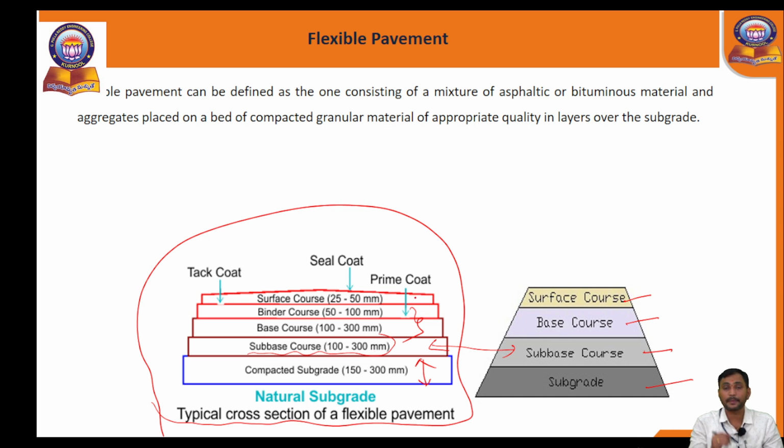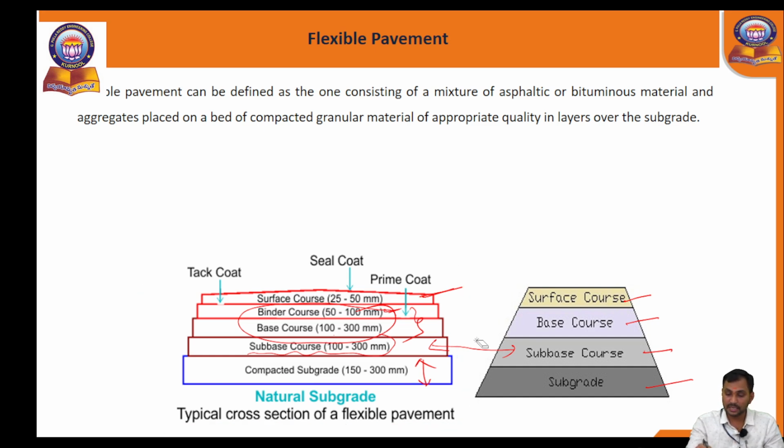Next, the base layers. This is a very prime coat. In these base layers, any binder or coarse particles we can provide. The thickness should be 100 mm to 300 mm, or 50 mm to 100 mm. And the last layer is the surface layer. The surface is what we move on, that is the tar road or bitumen road. That is the flexible pavement road surface. Okay, now you have understood a small introduction of flexible pavement.